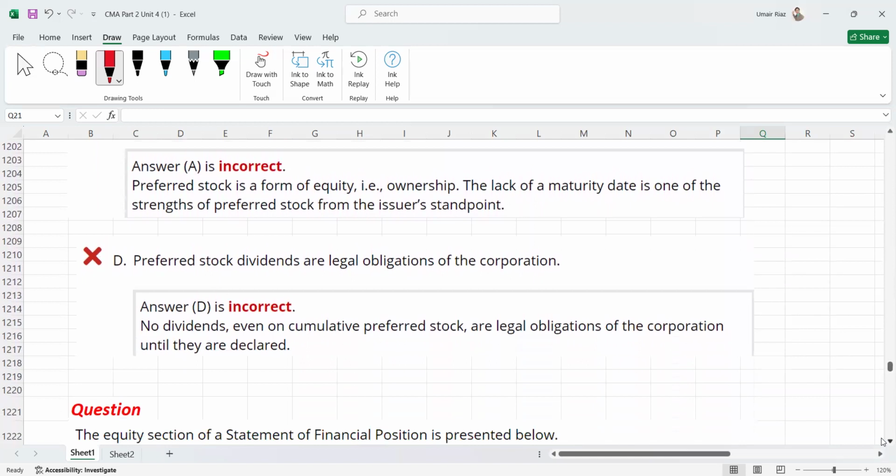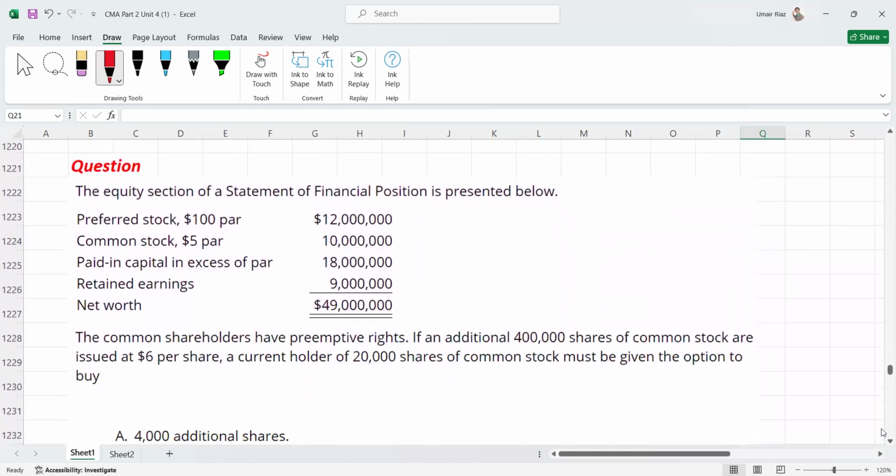Then guys, we have a next question on your screen. So here we go. Let's have a look first at the requirement. So where is the requirement? So here we have a requirement. They're saying common shareholders have preemptive rights. If an additional 400,000 shares of common stock are issued at $6 per share, like you are issuing additional 400,000 shares, right? A current holder of 20,000 shares of common stock must be given the option to buy.